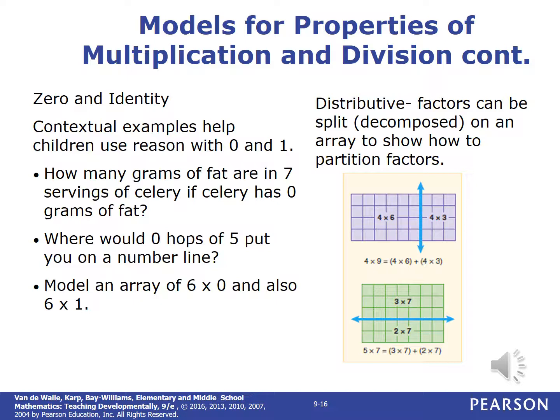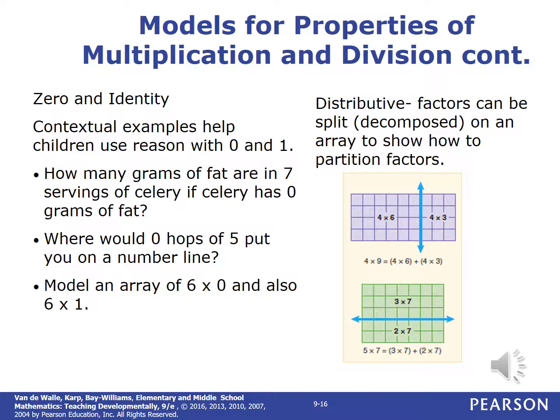Here's a couple examples. You could ask the students how many grams of fat are in 7 servings of celery if celery has 0 grams of fat. They then have to think that through, and they realize that 7 times 0 is 0, and that's always going to be the answer regardless of the grams of fat.